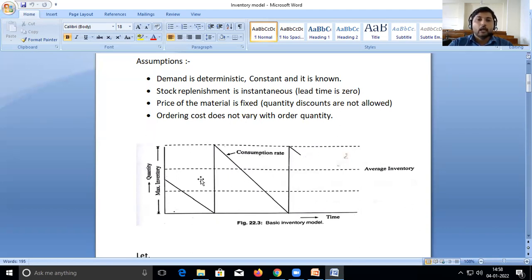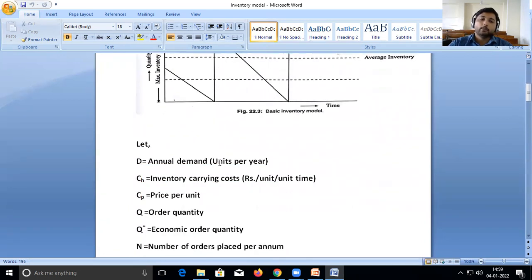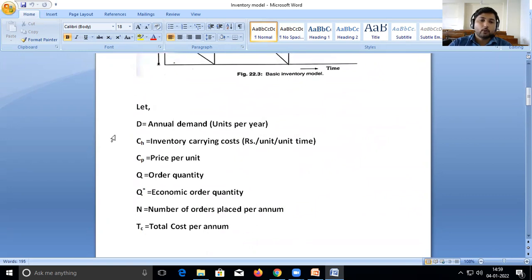This is the inventory model, and our ultimate goal is to determine the economical order quantity. For that purpose, we require some nomenclature.